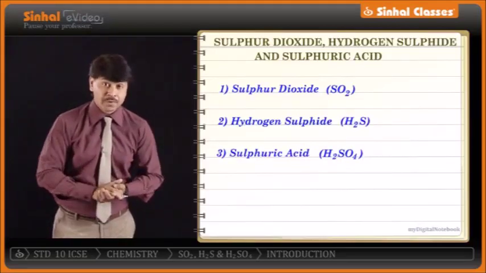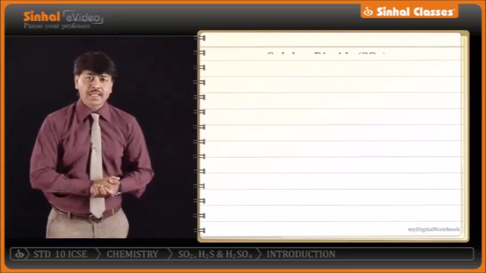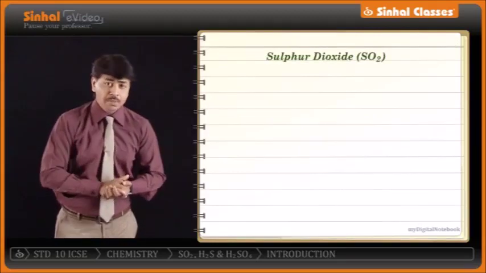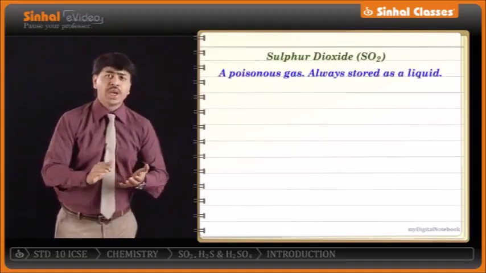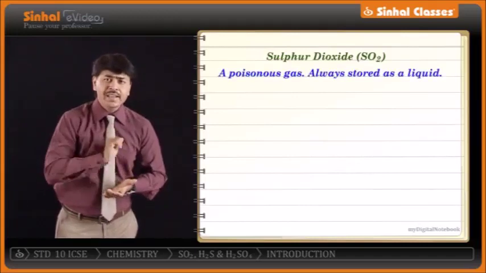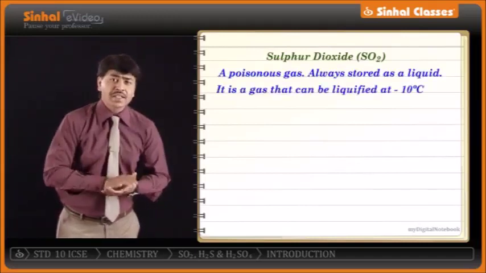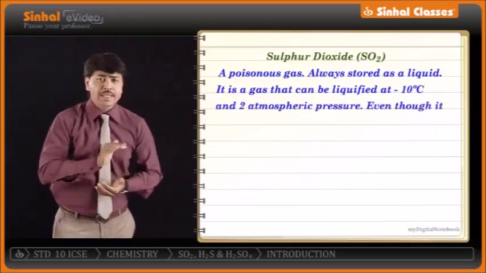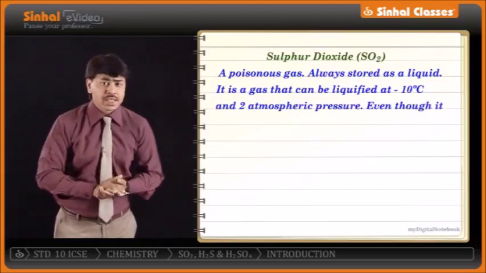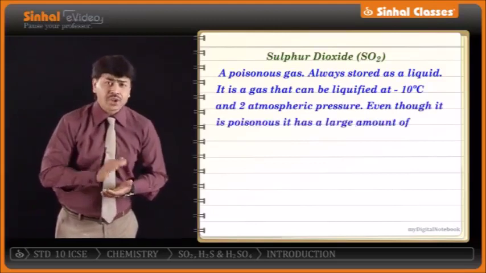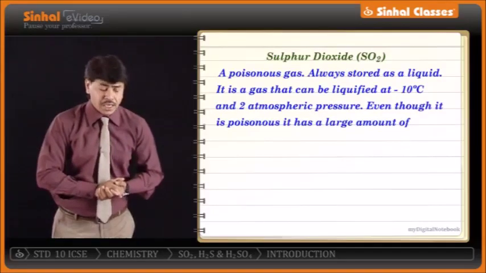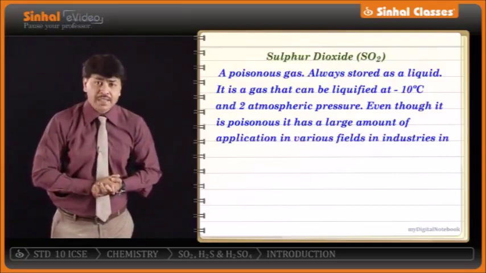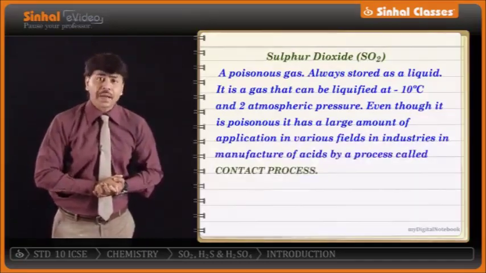To begin with, let's take sulfur dioxide, SO2, a highly poisonous gas, always stored in the form of a liquid. It can easily be liquefied at -10 degrees Celsius and 2 atmospheric pressure. This gas, even though it is poisonous, has a large amount of application in various fields such as industries, in the manufacture of sulfuric acid by the process called the contact process.